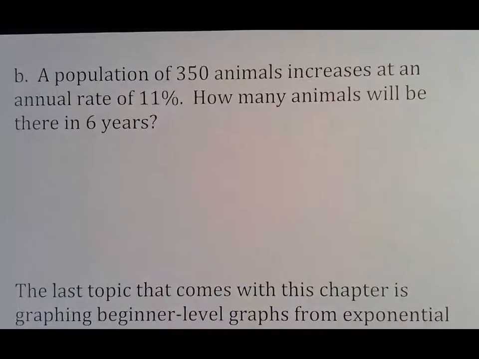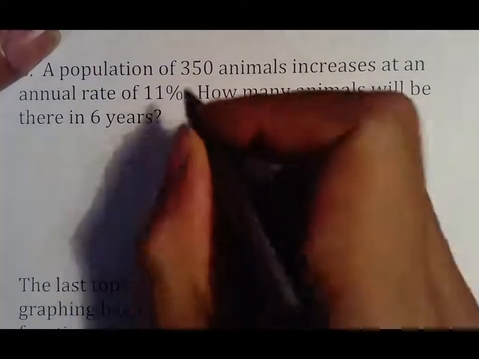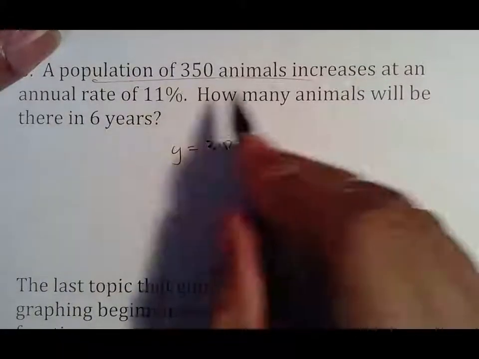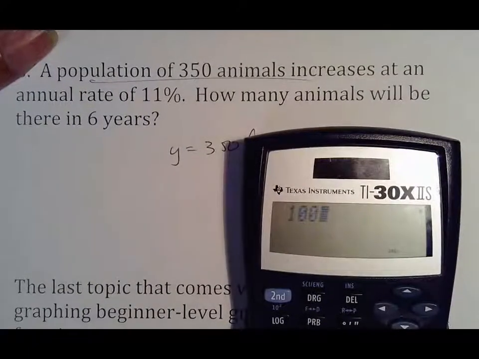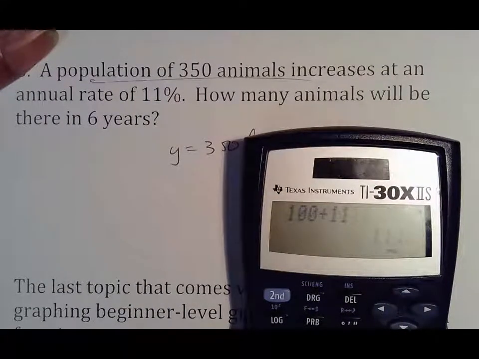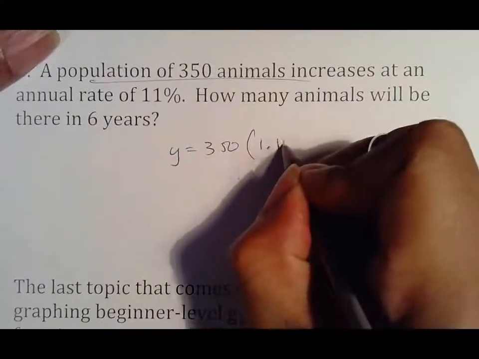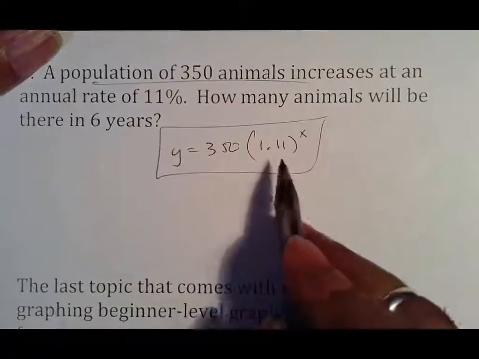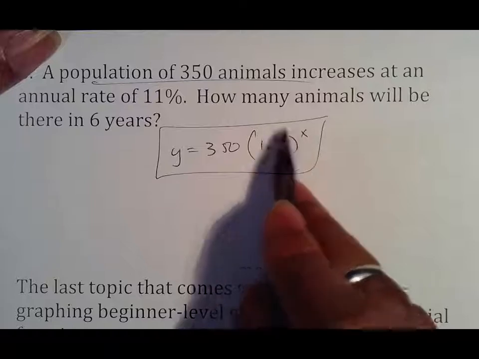This is different. Population 350 increases at a rate of 11%. How many animals will there be in 6 years? Again, initial value, so 350 animals. Increases at 11%. Again, your increase or decrease is based off of 100. If it increases, that means we are adding 11%, which means we have 111%. Remember, you move the decimal 2 spots, which makes this 1.11 to the x. Again, it added 11%. That means 100% plus 11%, which makes sense.